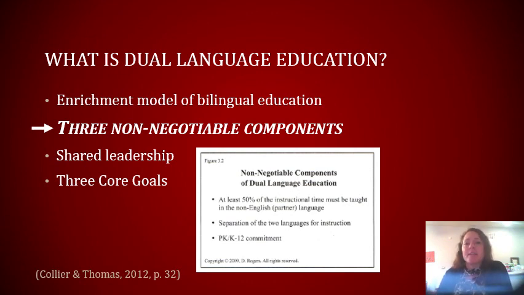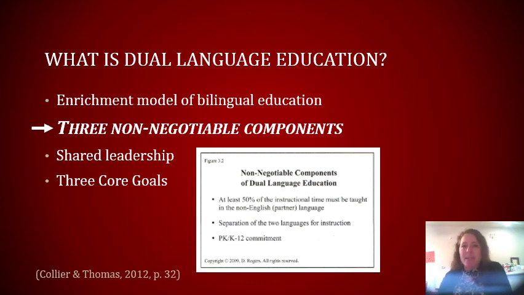There are three non-negotiable components of dual language. The first one is that 50% of the instructional time must be performed in the target language or the partner language, and this helps to ensure that the students are exposed to that because the majority language is all around them, and so they're going to pick that up and hear that more, but this holds the place of the target language just so that they get that exposure.